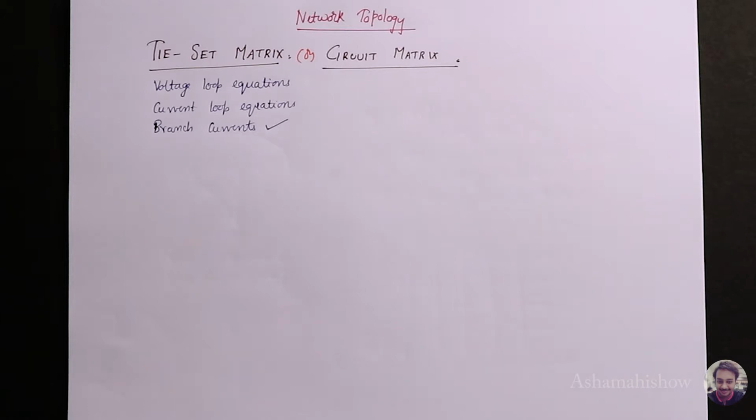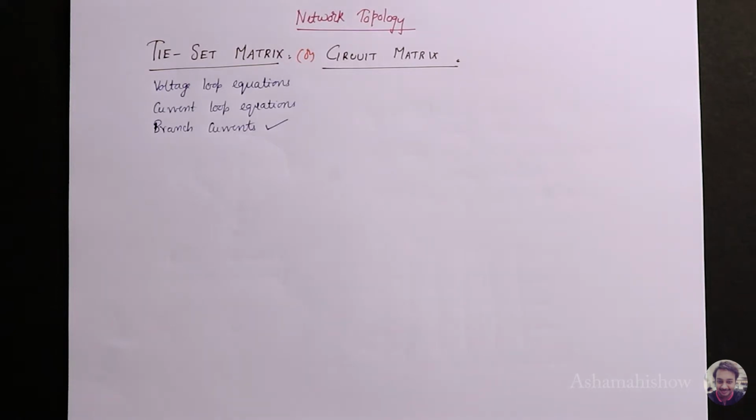In my previous video, under the topic of network topology, I covered the incidence matrix and did a problem for it. The next topic under network topology is the tie-set matrix, which is also called the circuit matrix.